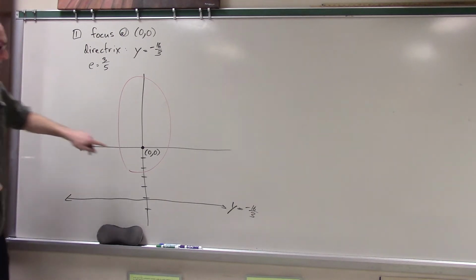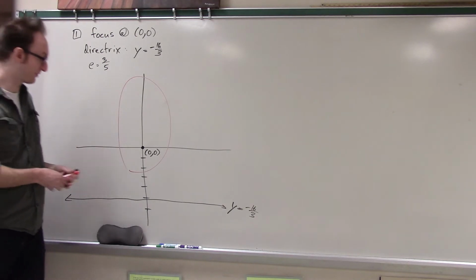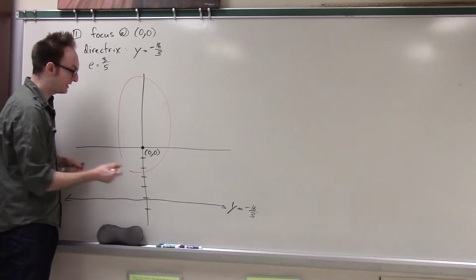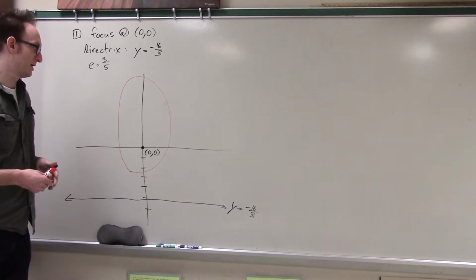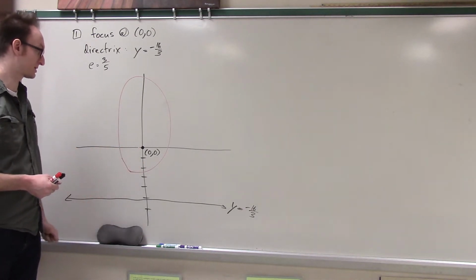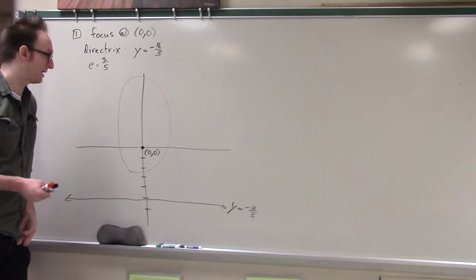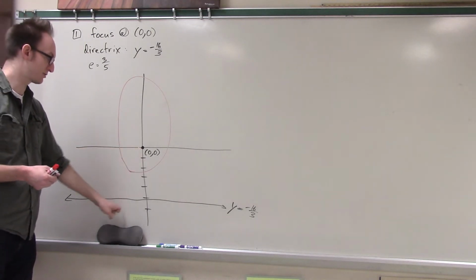Of course, an ellipse has two foci, but what we've seen from the new definition of the ellipse is that the entire ellipse can be found by using just one focus and one directrix. And so this is the focus which corresponds to this directrix.